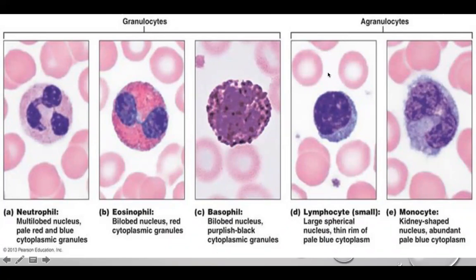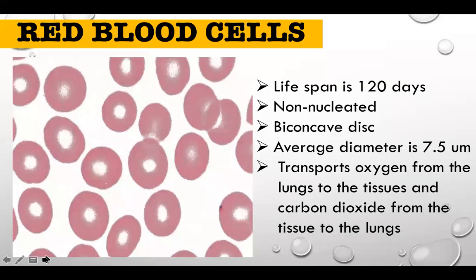Agranulocytes are divided into two. We have lymphocyte and monocyte. Lymphocyte is exhibited by having a large spherical nucleus with a thin rim of pale blue cytoplasm. The ratio of the nucleus to cytoplasm is such that the nucleus occupies most of the cell. Monocyte, on the other hand, is an agranulocyte exhibited by having a kidney bean-shaped nucleus with an abundance of pale blue cytoplasm.